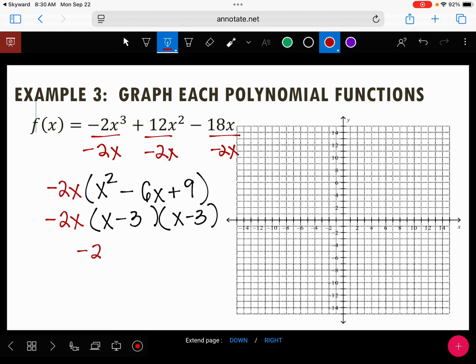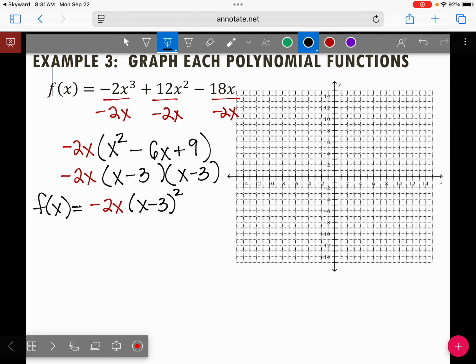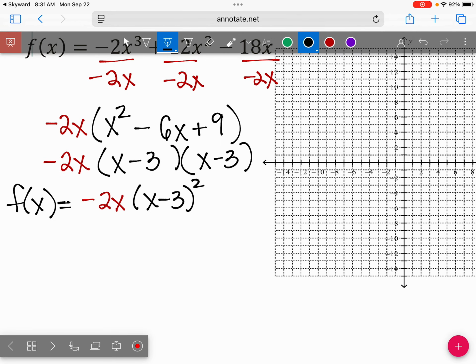So which means that I really just have 2 factors. So negative 2x equals 0, x minus 3 equals 0. So 0, 0, that's an odd multiplicity. It is going to go through.